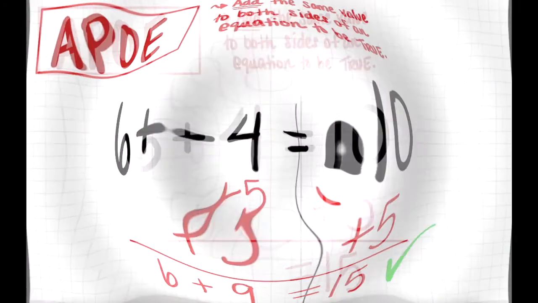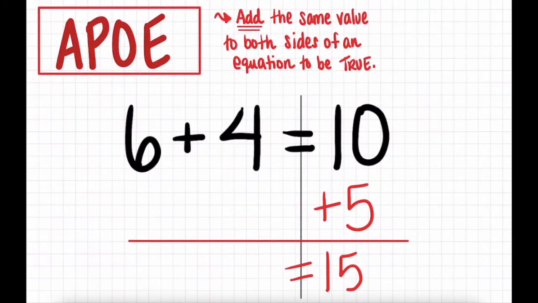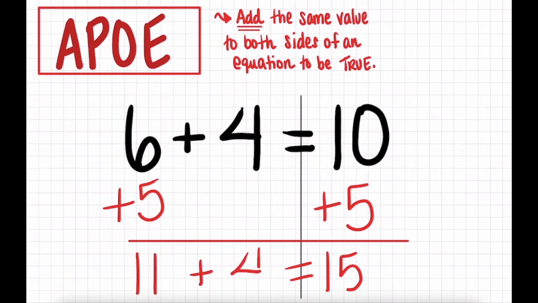Let's try another one. What if instead I decide to add 5 to the 6? 6 plus 5 is 11. 11 plus 4, does that equal 15? Yes, this is still a true equation.